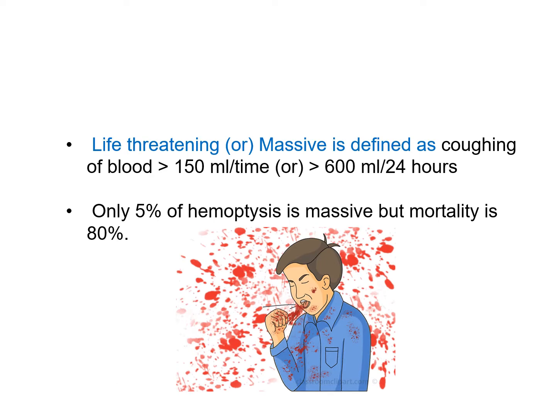You can diagnose that haemoptysis is massive or life-threatening if the amount of blood per one attack is more than 115 ml. Why this figure? Why 115 ml? Because it is the volume of the dead space. If the dead space is occupied by blood, it will cause suffocation and it will be a life-threatening condition. Fortunately, only 5% of haemoptysis is massive, but the mortality rate is 80%.